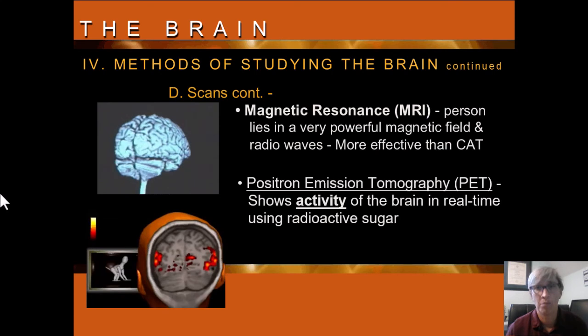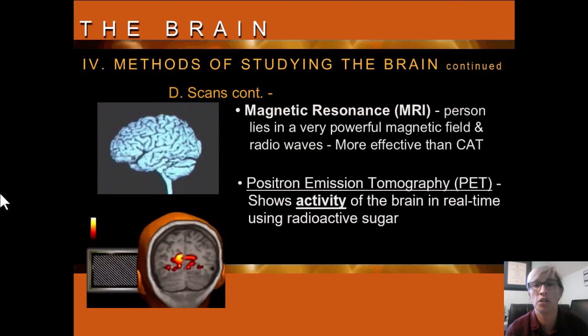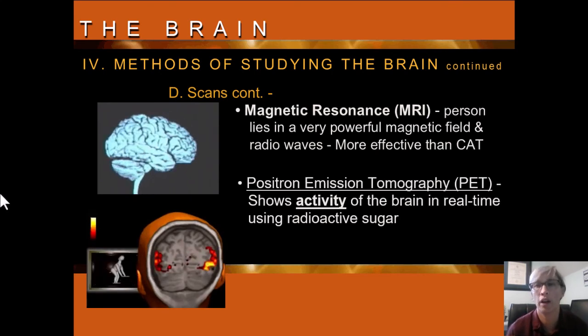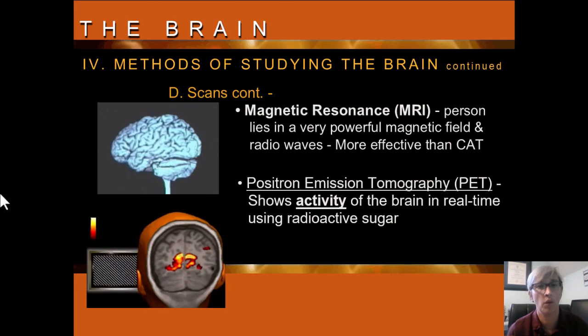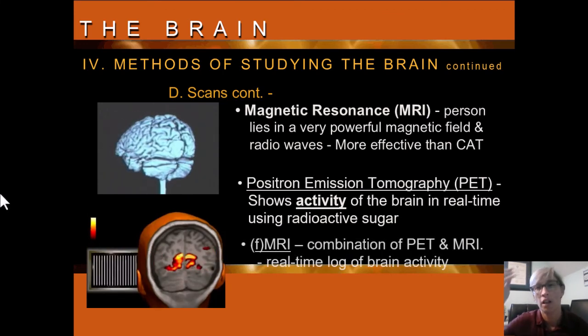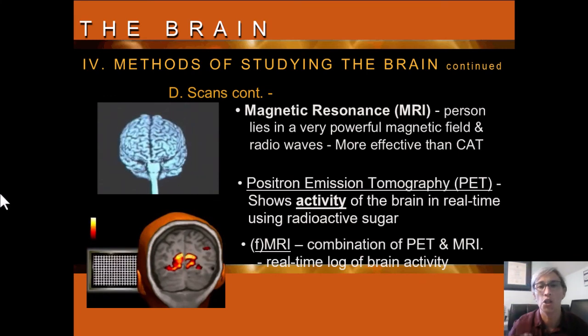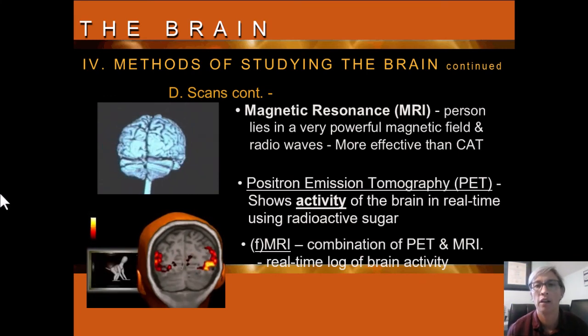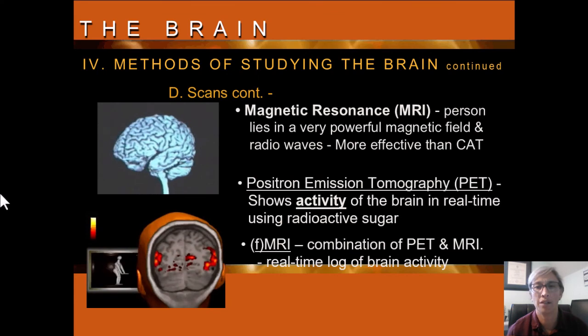Now, a PET scan, positron emission tomography, shows activity in the brain in real time using radioactive sugar. So again, you can perform a task and the doctors can analyze that. And a functional MRI is a combination of these two, the PET and the MRI.